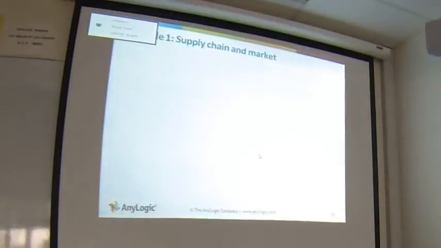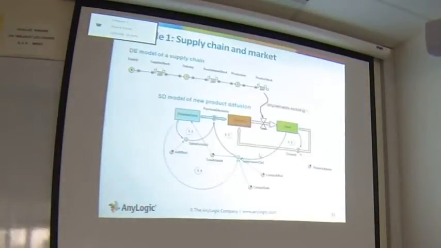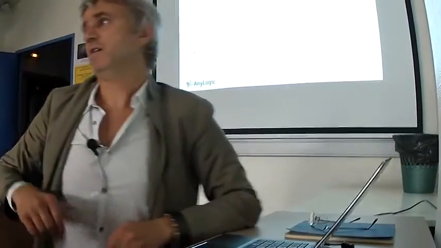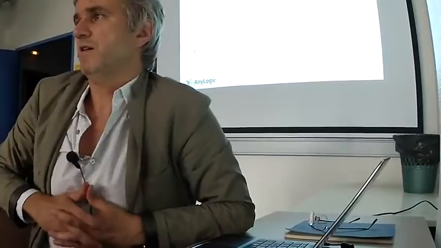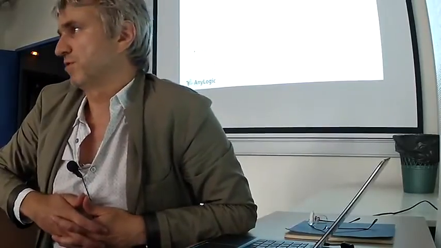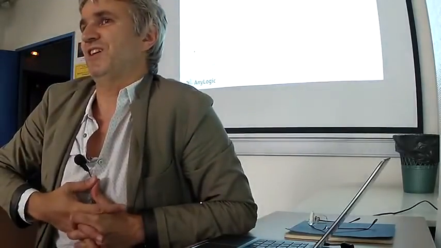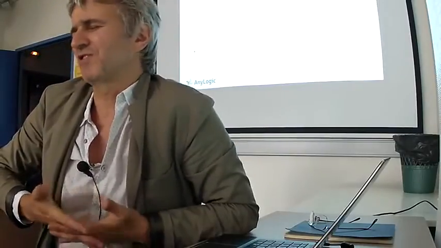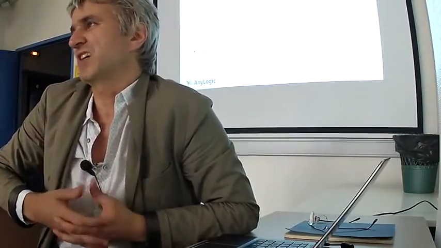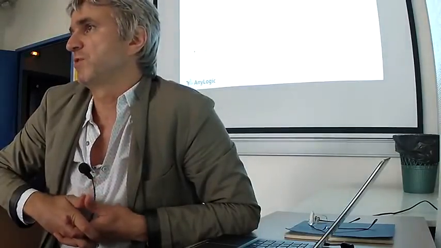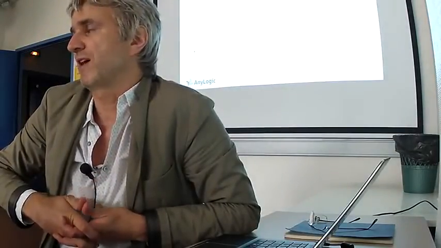Example 2. So that was supply chain and market. This example, I'm going to build in front of you. So that is an agent-based model. Its example is from a healthcare area, but you can use your imagination to expand it to any other application area, because this is a link between agent-based model and discrete event model.